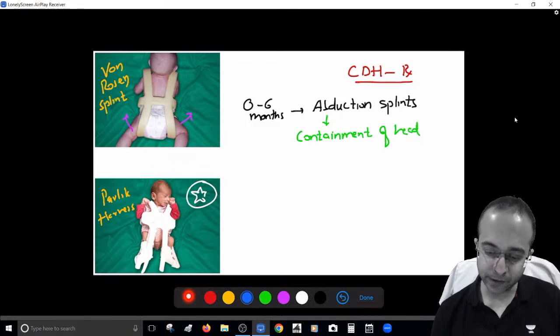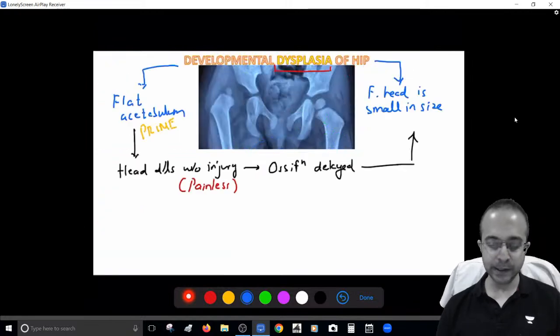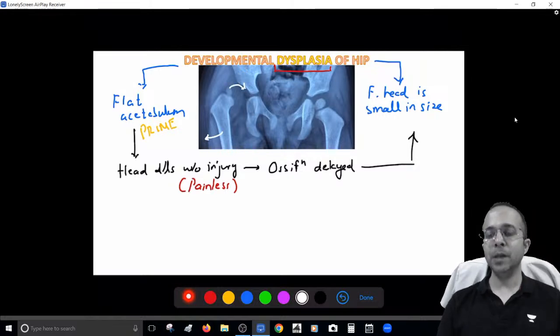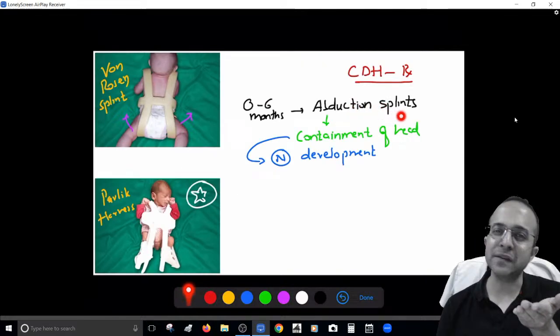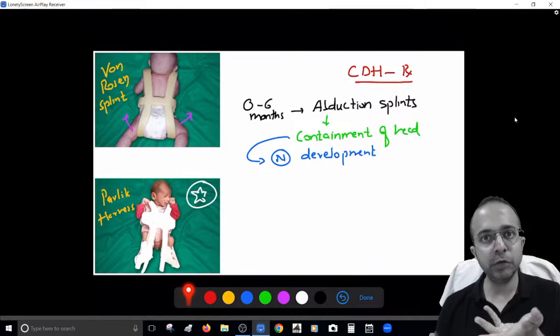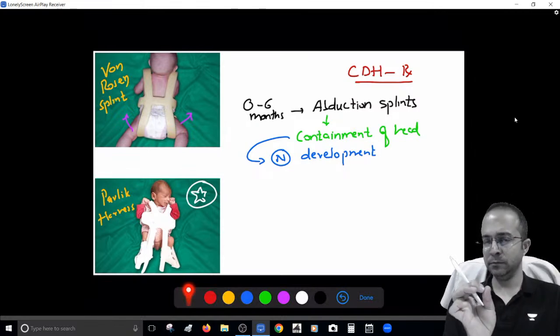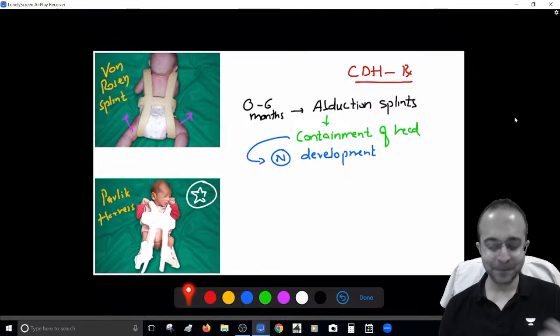And mind you, what has been seen in DDH is that containment is what leads to normal development. If I abduct this femur, the head is going to drop into the acetabulum. So what has been seen in DDH is that if, by using these abduction splints for a period of 3 to 6 months, you are able to contain the head within the acetabulum, the development is normal. The problem automatically corrects. So containment is the key. And in the first 6 months, all you need for containment are these abduction splints.